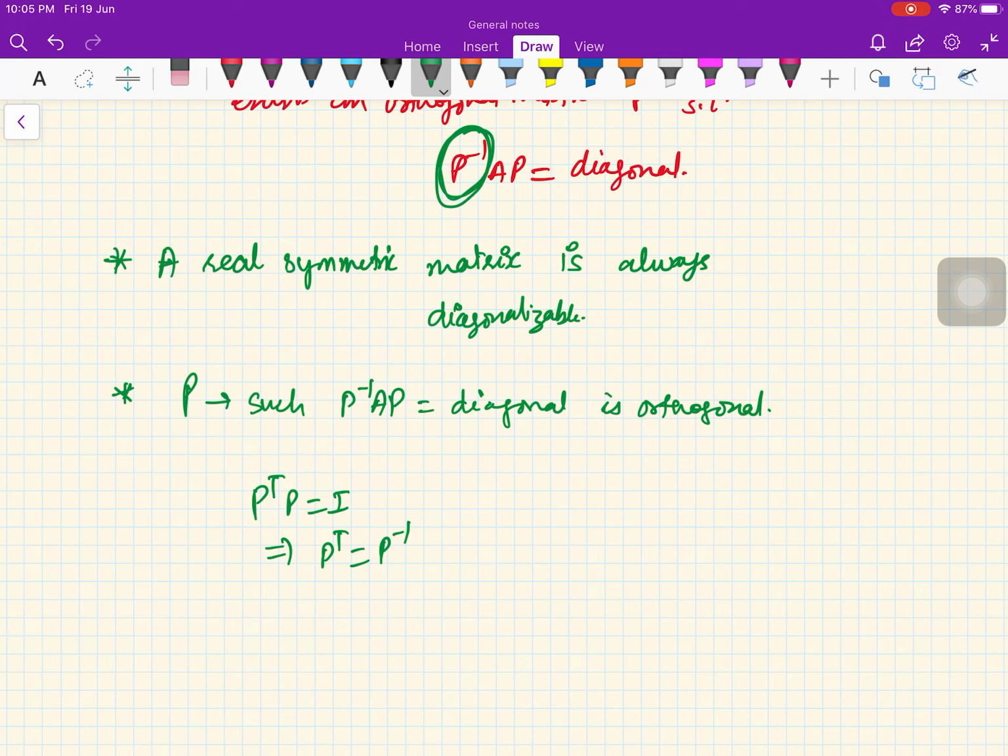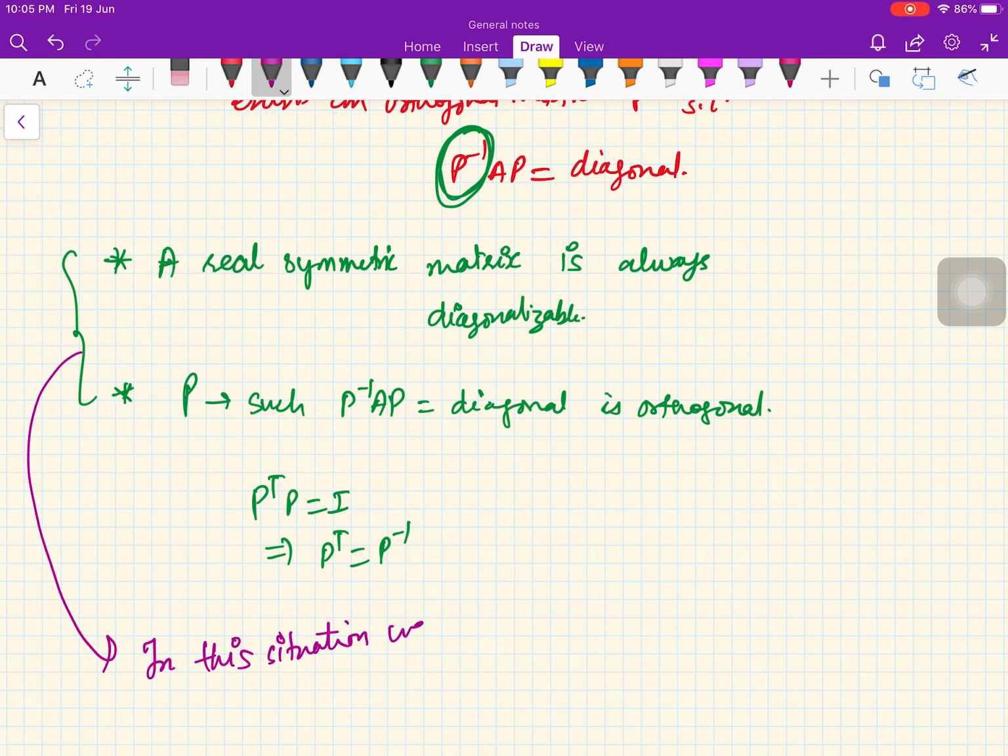So such a diagonalization is called orthogonal diagonalization. In this situation we say that matrix A is orthogonally diagonalizable. Fine. So this is how things work. So we'll look at some examples for this, and the proof is pending. So either you prove it, or maybe you can write in the comment section. I'll prove it for you.